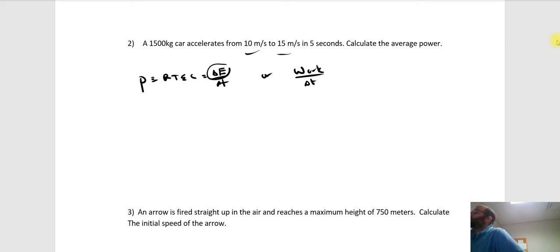Now, where you're going to get this from, right? You've got a mass and 2 speeds here. You can calculate a kinetic energy for each of those speeds, and then from the 2 kinetic energies, you should be able to calculate this.